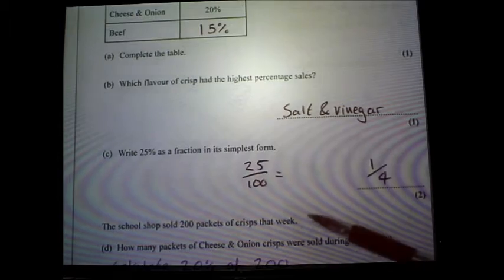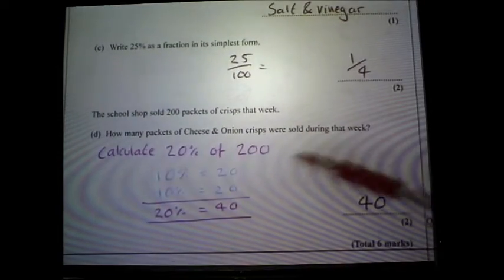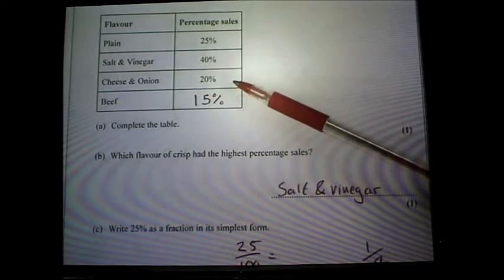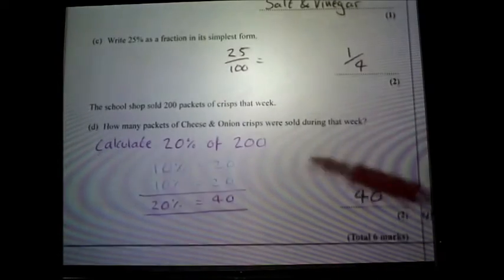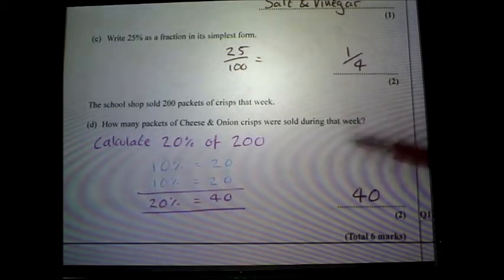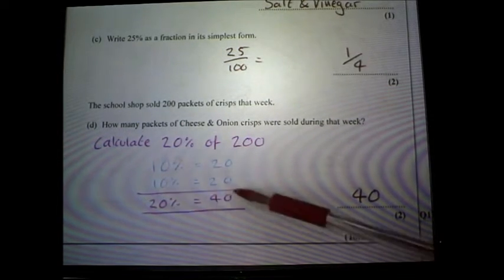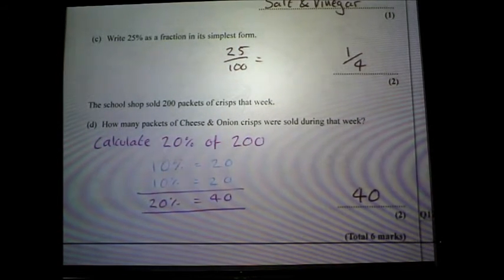The school sold 200 packets of crisps that week. Calculate how many packets of cheese and onion were sold. Well, cheese and onion accounted for 20% of the sales, so 20% of 200. Because it's a non-calculator one, work out 10%, then add them up, you should get 40.